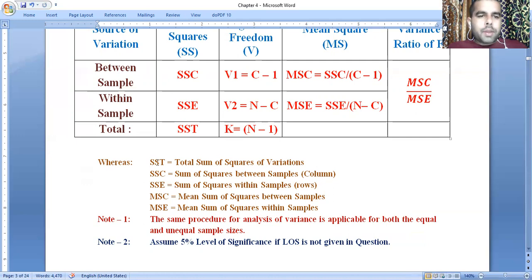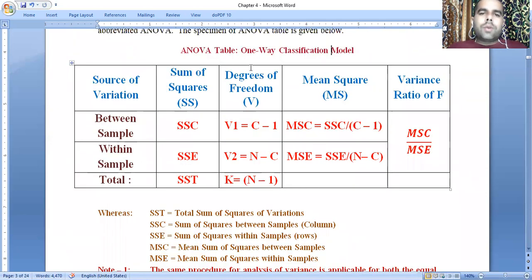Whereas here SST is the total sum of squares of variations. Then SSC is the sum of squares between samples. In the next class, we will discuss the steps to get these SSC and SSE values. After that, we will solve one problem. After solving this problem, you will get complete clarity regarding this ANOVA table, the one-way classification model.